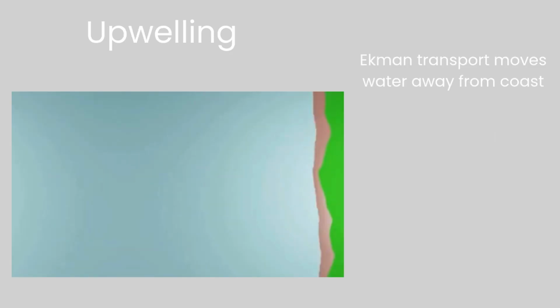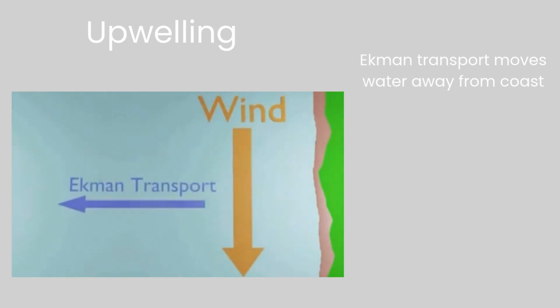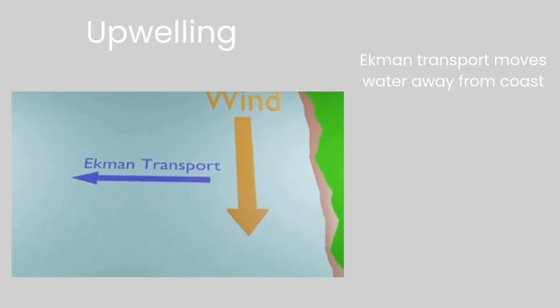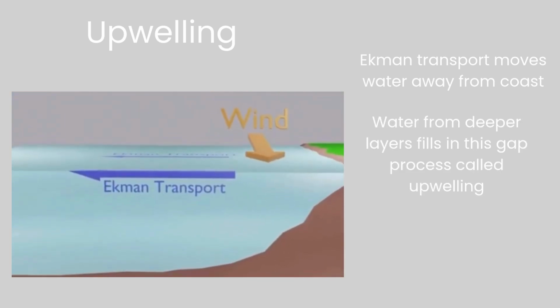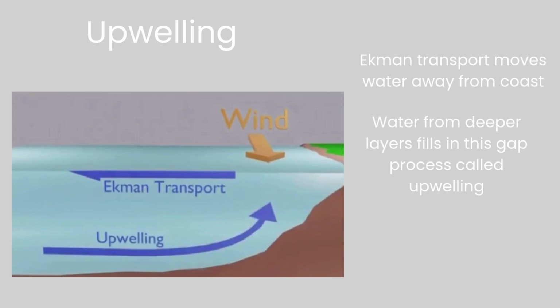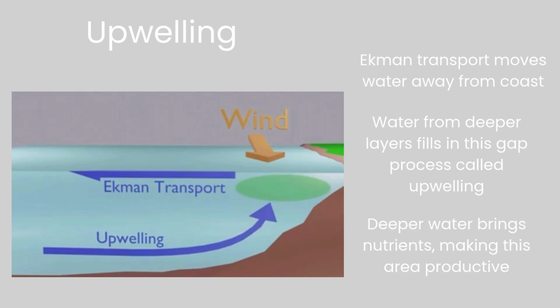When you have wind acting along a coast, you're going to have Ekman transport bringing water away from that coast. As the water moves away, we're going to have water from deeper layers rushing in to fill in that space. This is called upwelling, and it brings water from deeper layers. This water brings in a lot of nutrition, making these areas very productive.